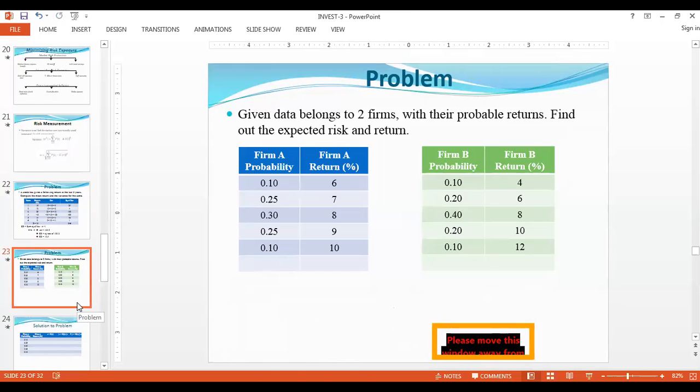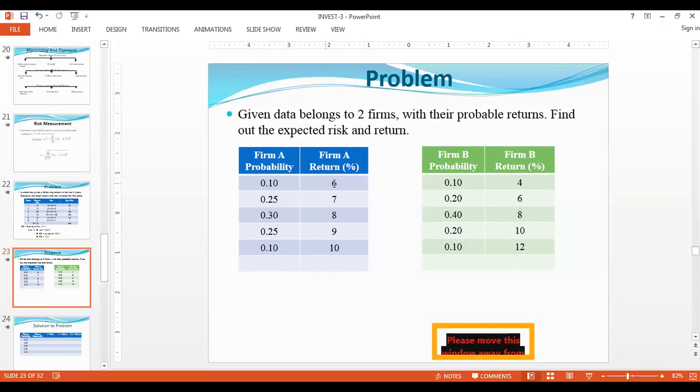We have two companies. Given data belongs to two firms with their probable returns. Now, what do you mean by the word probable? Probability. It is for the future. I can expect future value. For company A and company B, the probabilities have been given to us and the expected returns are also given to us. Here also the same condition and the same data is available.